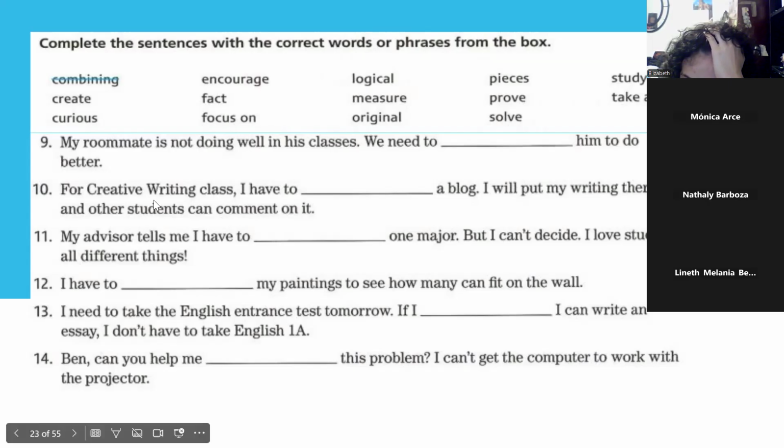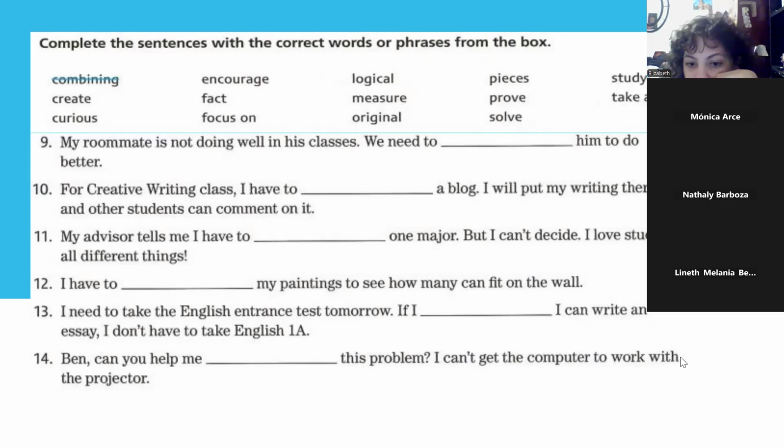Cuando no entiendan algo, por favor, levanten la mano o abran el micrófono y pregunten, porque para eso es la tutoría, ¿verdad? Entonces, no se sientan mal, pregunten, por favor. O cuando no entiendan la oración.